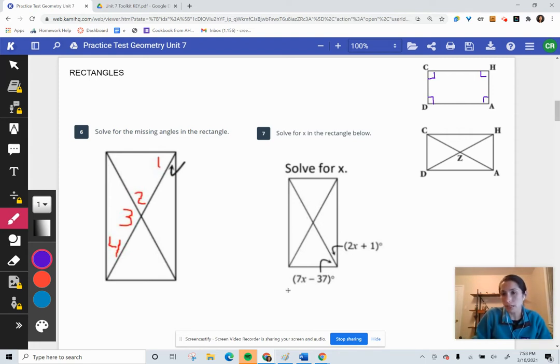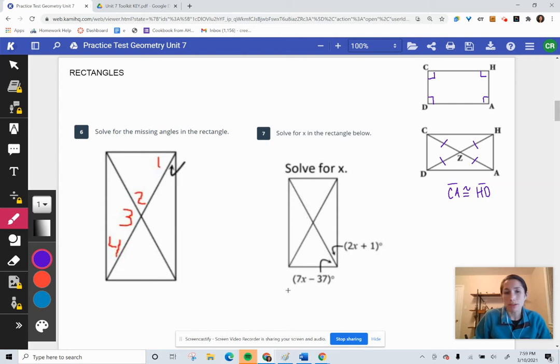Opposite parallel sides, opposite congruent sides. The diagonals are going to bisect each other. Okay, but in addition to the diagonals bisecting each other, they're also congruent. So this piece here, they're congruent, but they're also congruent to the other piece. So we know in total, CA is congruent to HD in this diagram here.